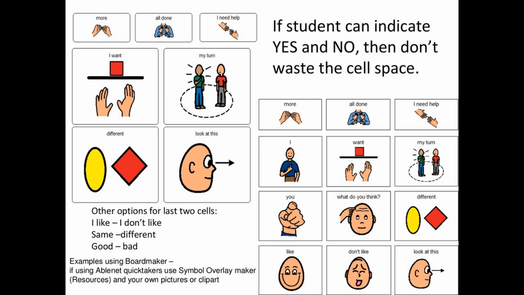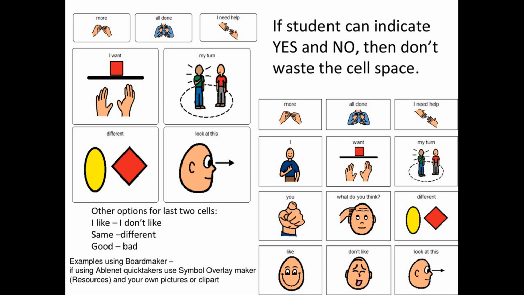Here's an example. These are examples using BoardMaker. This is a layout for a GoTalk, but this is also exactly like the layout for the AbleNet Quick Talkers. And if you're using one of the AbleNet Quick Talkers, those white devices, they have a symbol overlay maker on their website, and you can actually use your own pictures and clip art for free, so you don't necessarily have to have BoardMaker. So you're able to make overlays for these communication devices on your own using Google Images, for example.